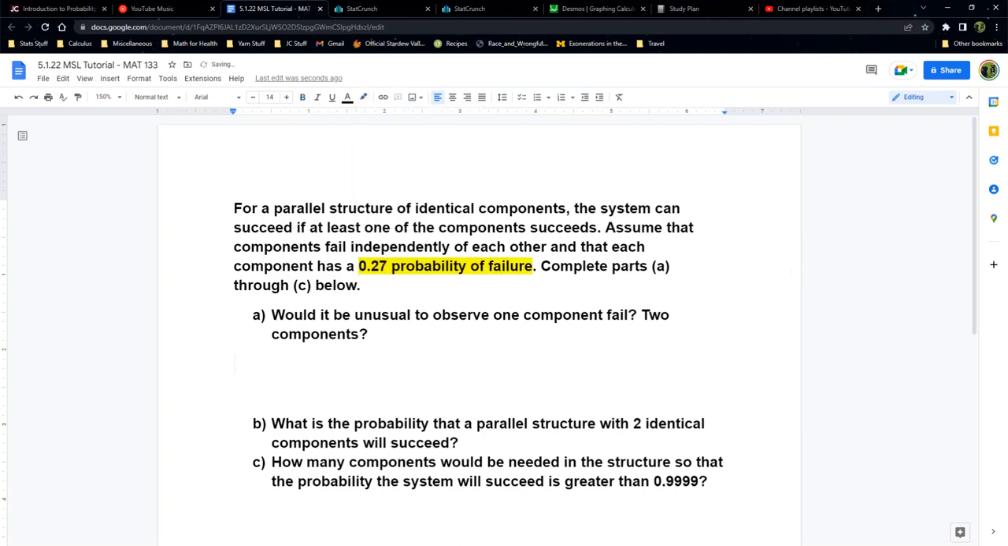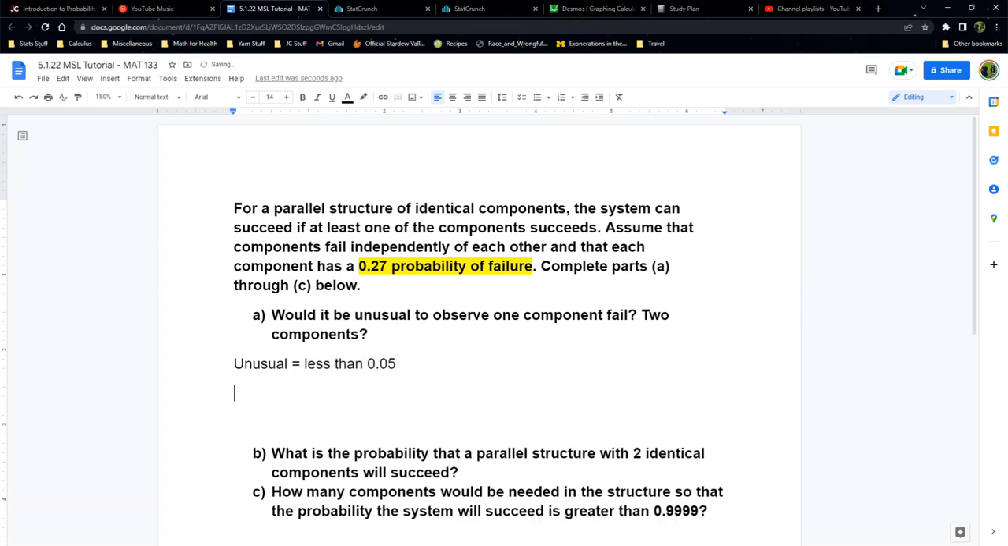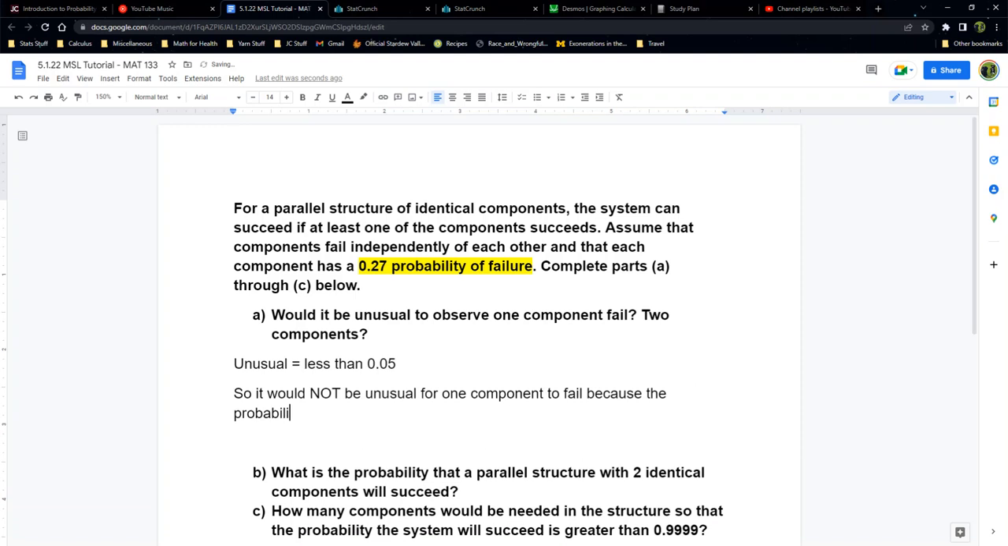Well, no, because unusual is defined as less than 5% or less than 0.05. So it would not be unusual for one component to fail because the probability of failure, which is 0.27, is above 0.05. Okay, well that part's simple enough, right? So is this unusual to fail?